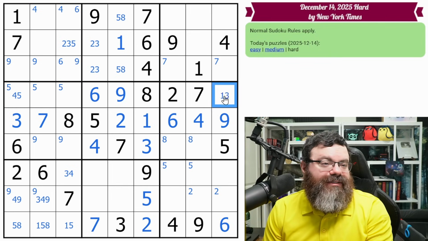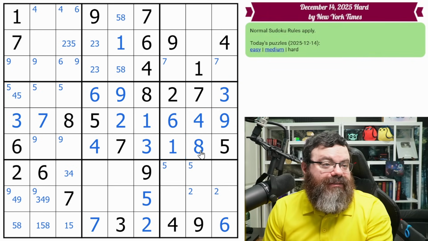This can't be the 8. So this is 1, 3. These both can't be 3. So that's our 3 actually. And this 1 looks down. So that's 8 and that's 1. All right, the 2 1s look down, putting a 1 in one of these two. 8, 4.